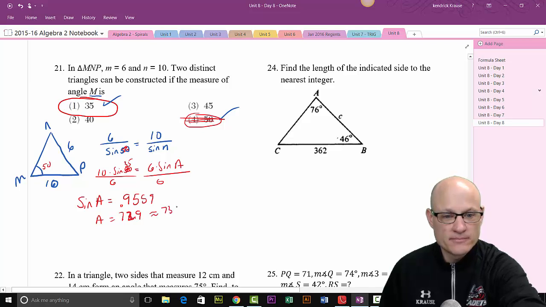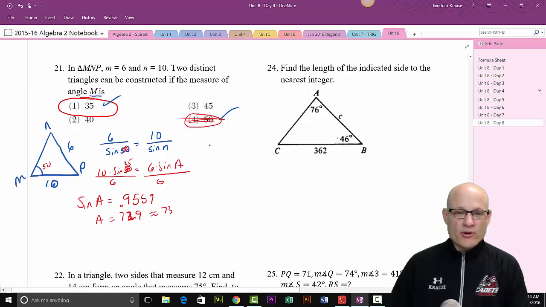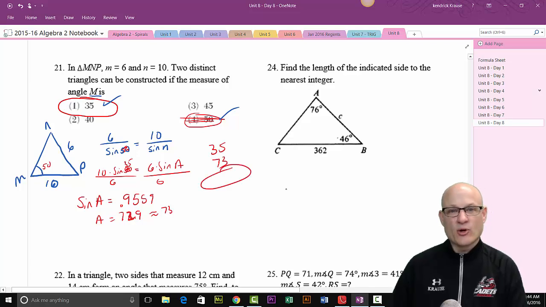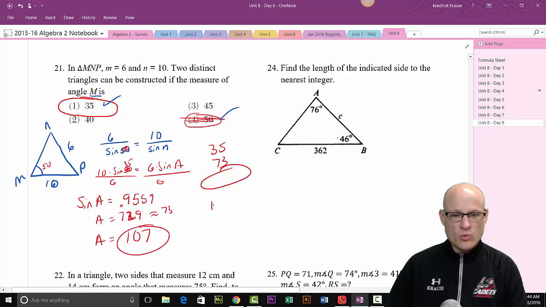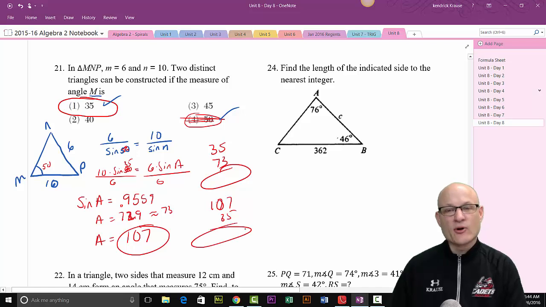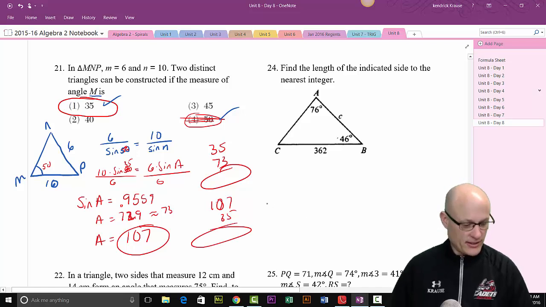So I go 35 and 73. There's plenty left over for that, right? What's the other angle? If it's 73, A could also be 107, right? So I can do 107 plus 35. There's still a lot left over for a third one, and that's where I get 2 triangles out of that. All right, that's kind of a weird question.